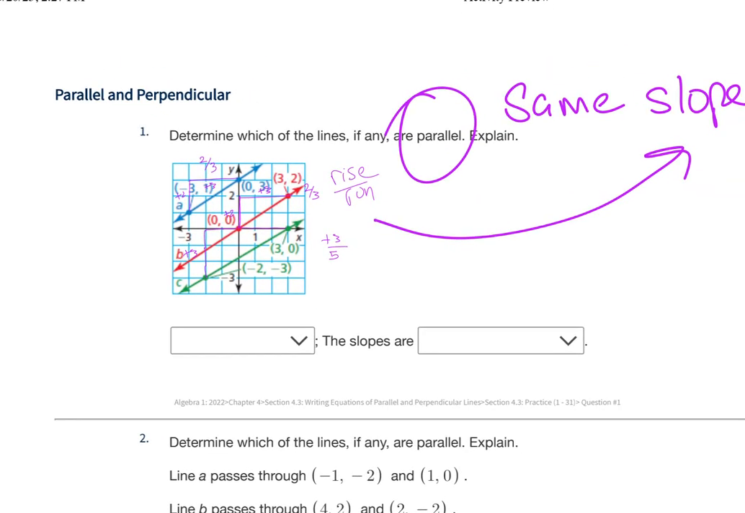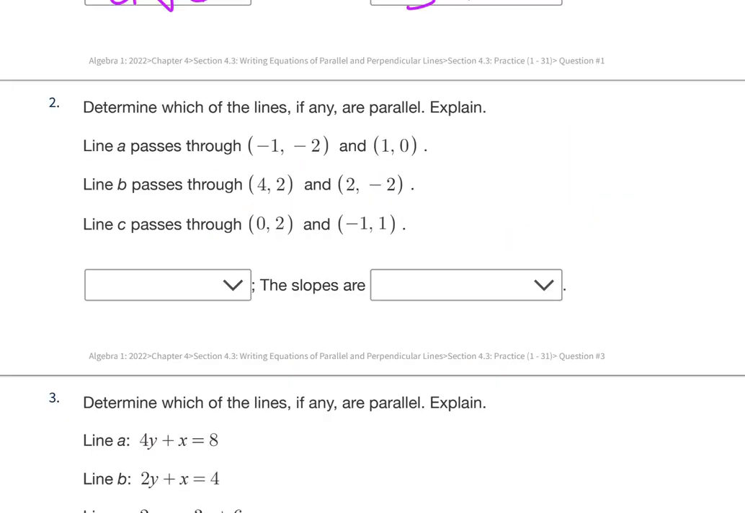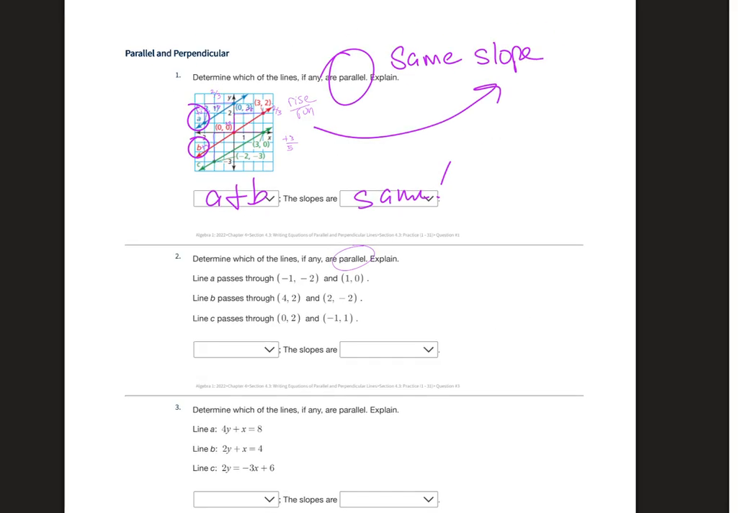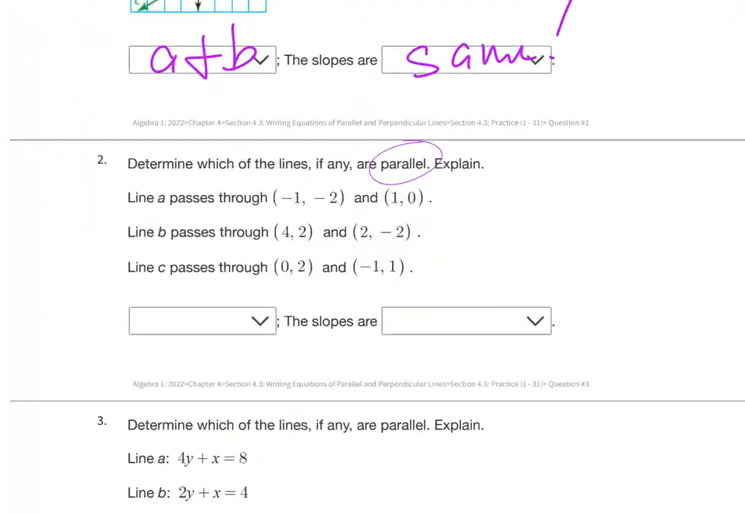So it's going to be lines A and B, because the slopes are the same. Which lines are parallel, if any? So what we need to do is find the slope. So how do you find slope?